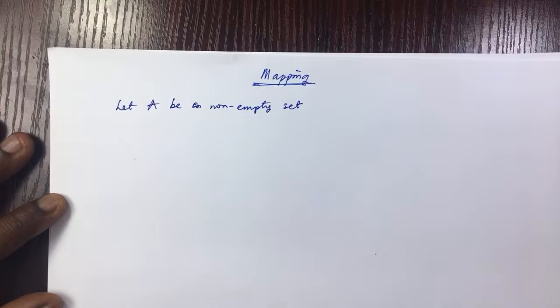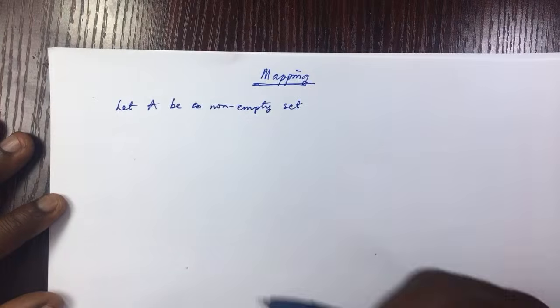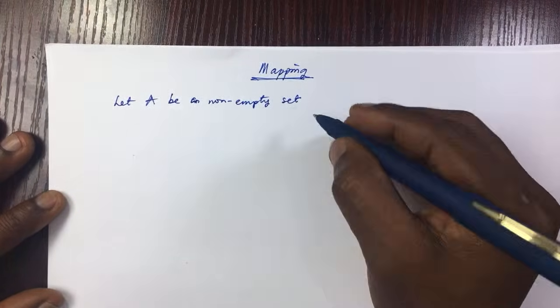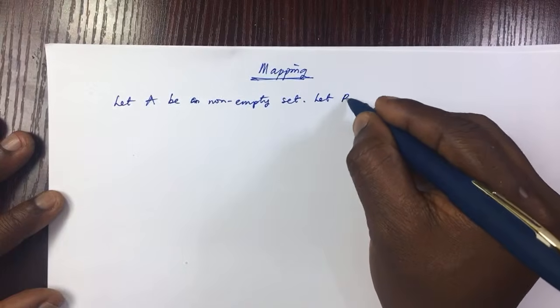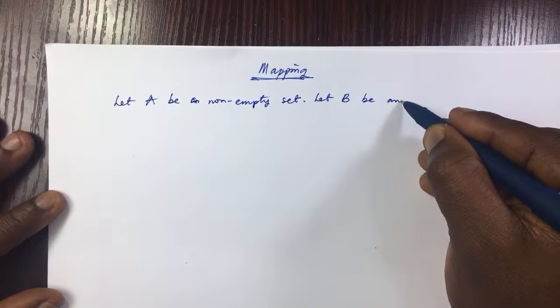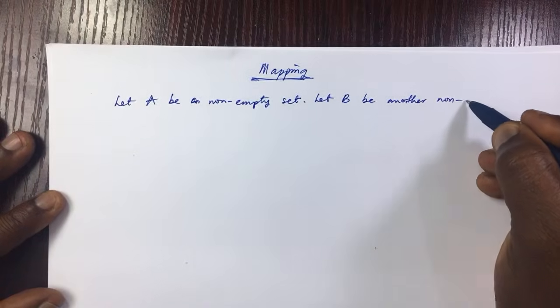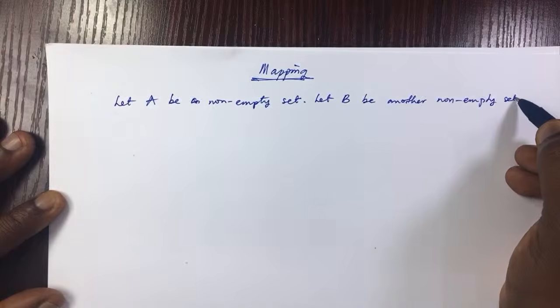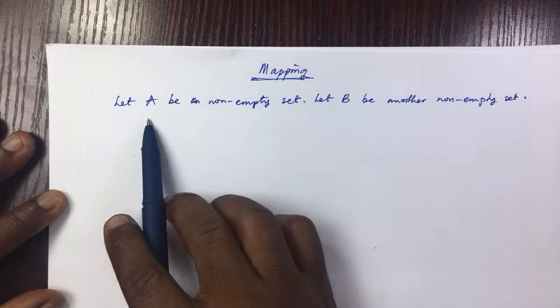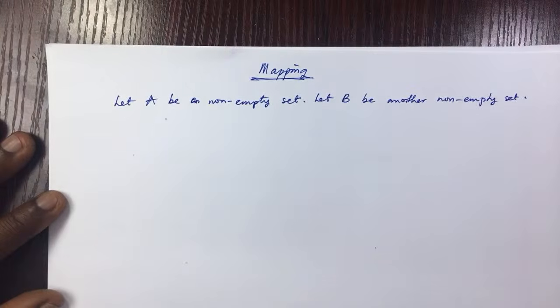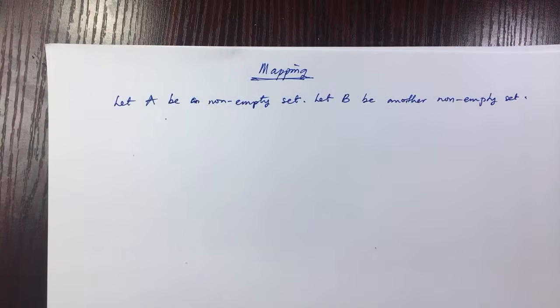Remember, non-empty sets are sets that contain elements. So if a set contains no element, it will be regarded as being empty. So let A be a non-empty set. Let B be another non-empty set. Okay? So if A is a non-empty set and B is another non-empty set, it means both sets contain elements. So go back to my video on set theory I discussed yesterday in our live class, and you would understand what I am talking about. Okay? So A and B are two non-empty sets.